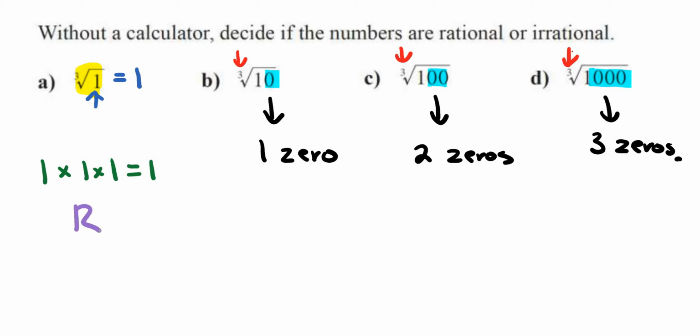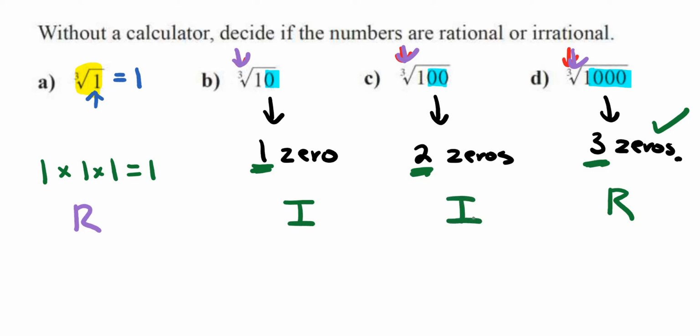If you're taking the cube root of a number and you have zeros, you want to look at the number of zeros, and you have to make sure that the zeros are divisible by 3. Because you're taking the cube root, right? You want to make sure that the number of zeros is divisible by 3. So clearly 1 is not divisible by 3. 2 is not divisible by 3. However, 3 divided by 3 gives you 1, right? So this works out really nice. So this will give you your rational number here, and these are going to be irrational.